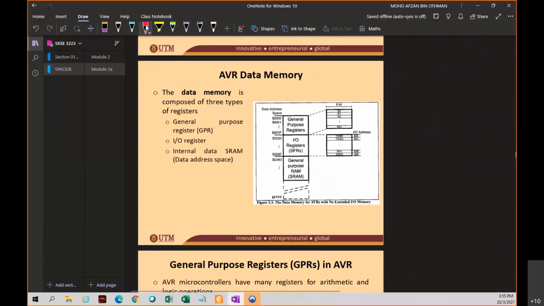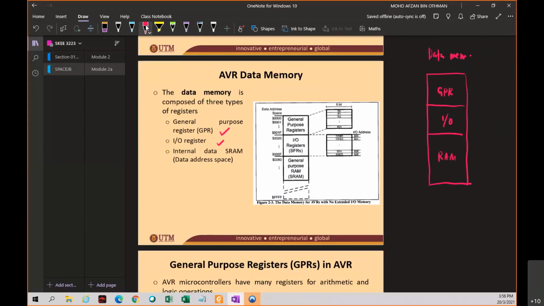Okay, so this is your data memory. Data memory saya lukis dulu. So this data memory can be divided into 3 types. One is a GPR, this one is IO register, and we have a RAM. Kita akan ada general purpose register, GPR, IO register, and RAM. So sekarang ni kita tengok what is a GPR, what is IO register, what is RAM.